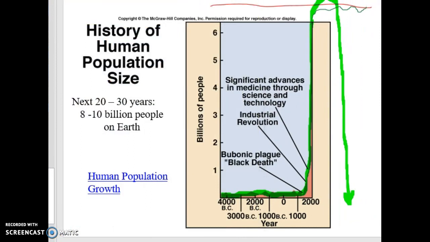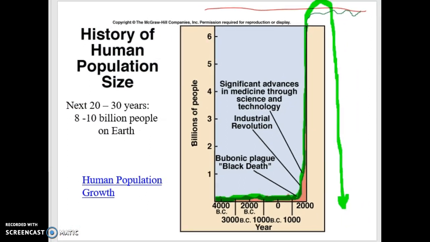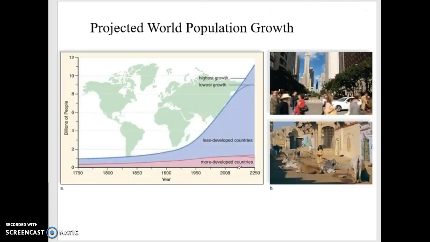As we extend lifespan, fewer people are dying. We're living longer. That's leading to a big growth in population. Okay, so here's our projected. The bulk of population growth is expected to come from less developed countries: India, China, most of the countries in Africa, most of the countries in Central and South America, Eastern Europe, etc. That's where the bulk of the population is, and that's where the bulk of the growth will come from.